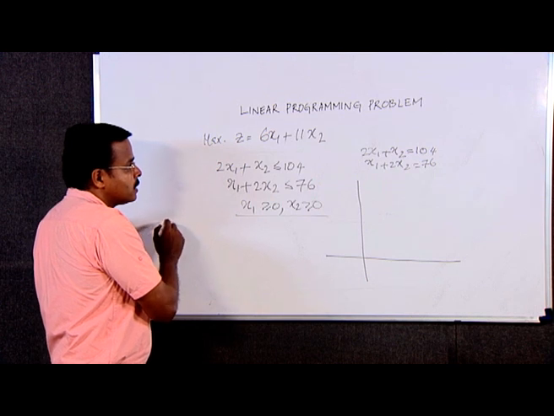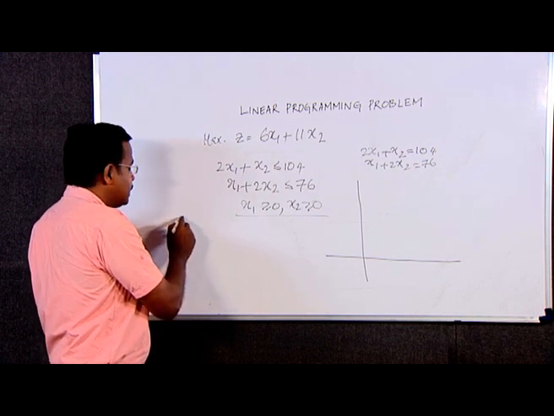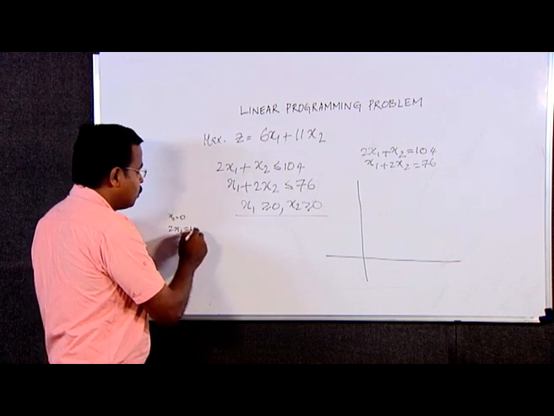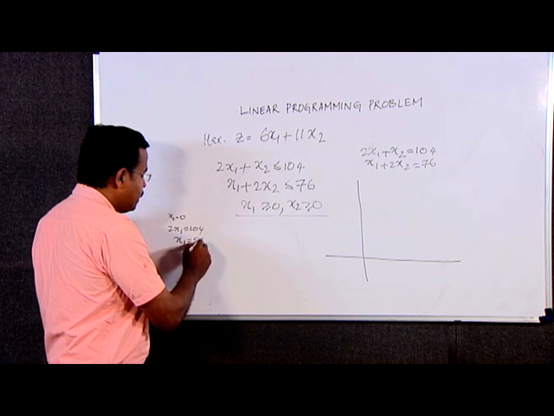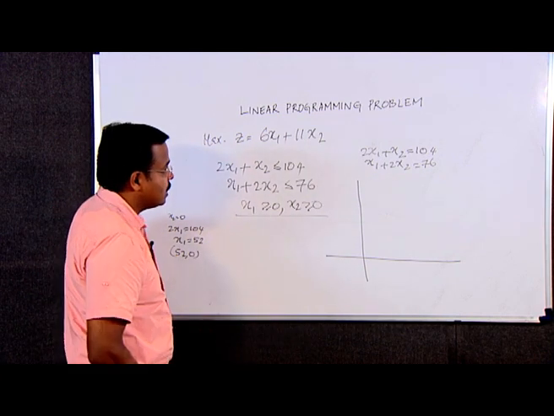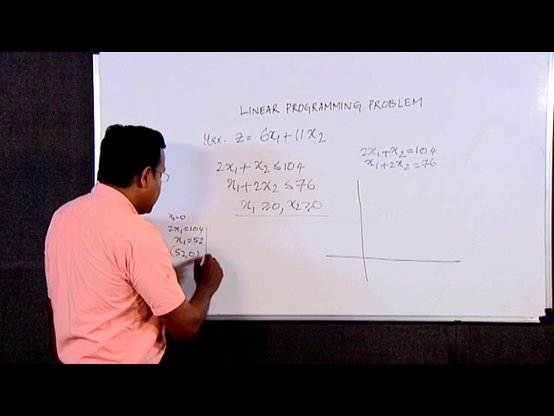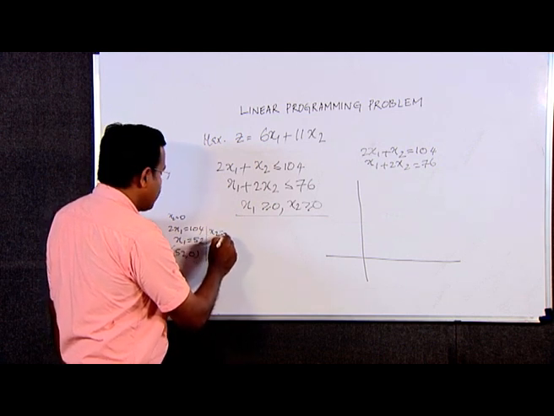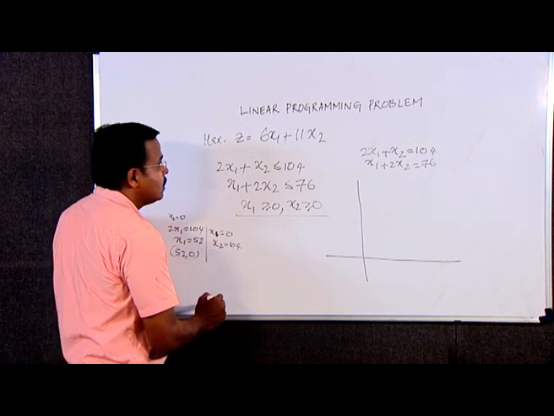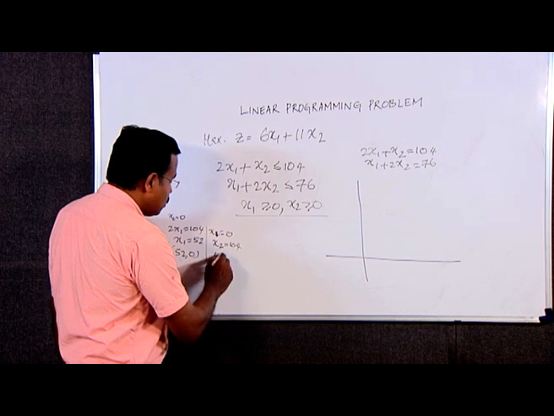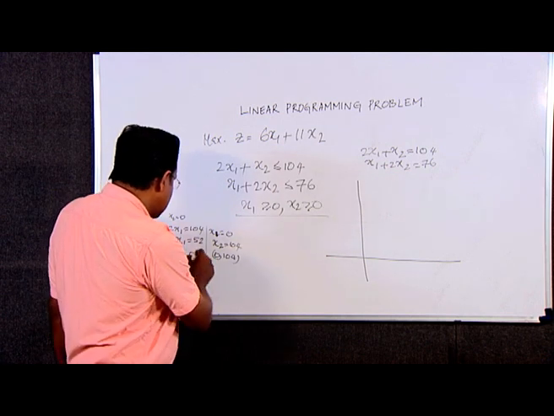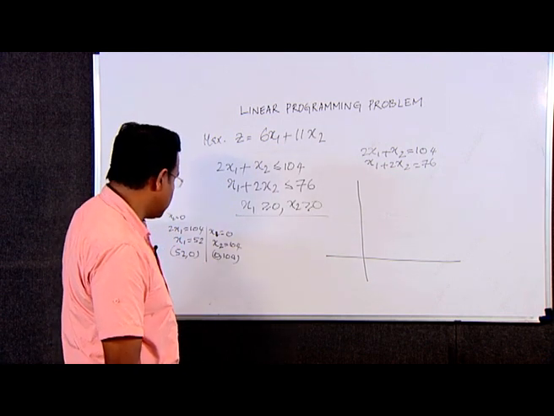To draw 2x1 plus x2 equal to 104, first of all I am considering x2 equal to 0. When x2 equal to 0, I am getting 2x1 equal to 104, so x1 equal to 52. So, the first point is (52, 0) for drawing the line 2x1 plus x2 equal to 104. And next I am substituting x1 equal to 0. When x1 equal to 0, I am getting x2 equal to 104. That is, the point is (0, 104). So, we can note these 2 points (52, 0) and (0, 104) on this graph.